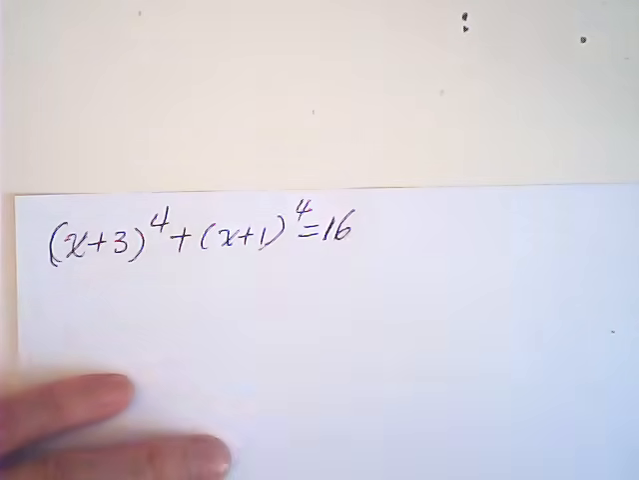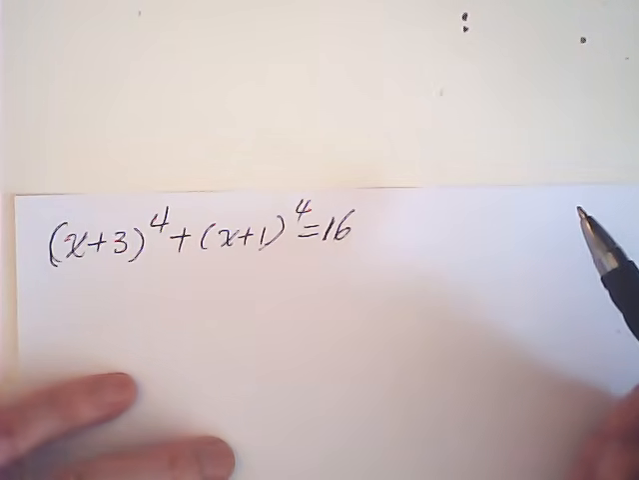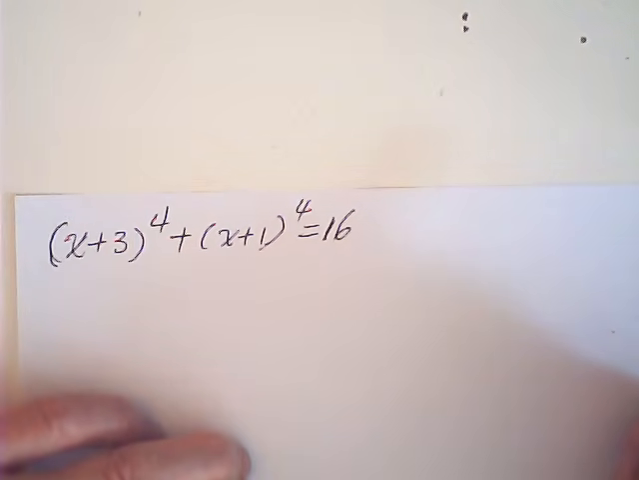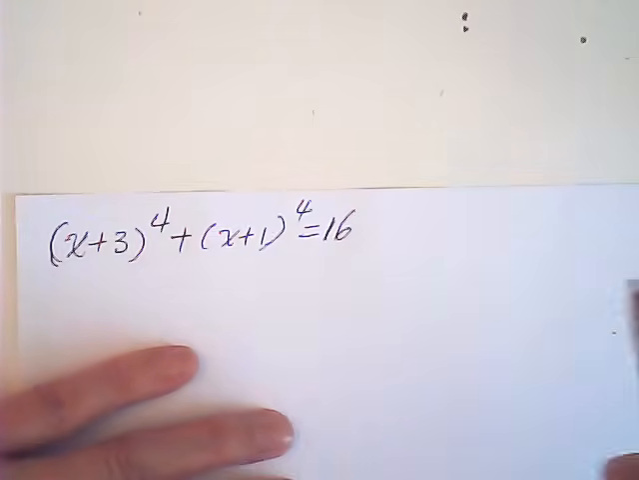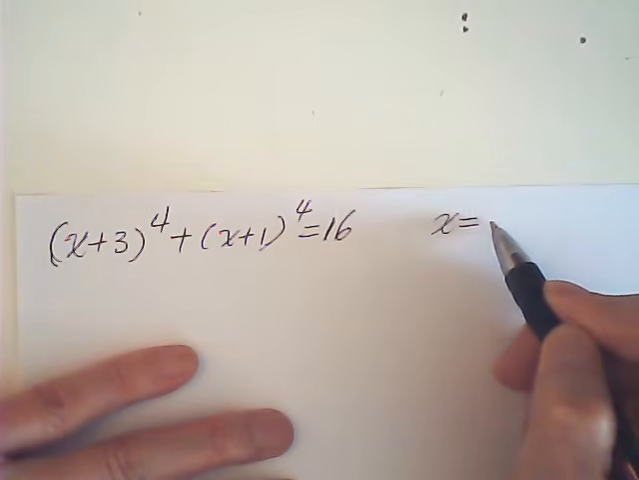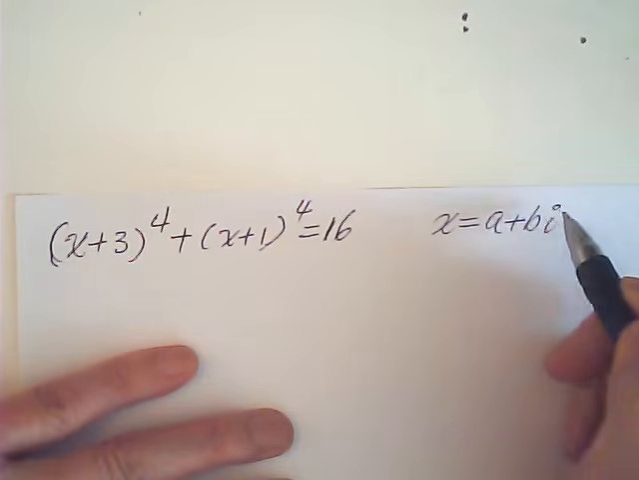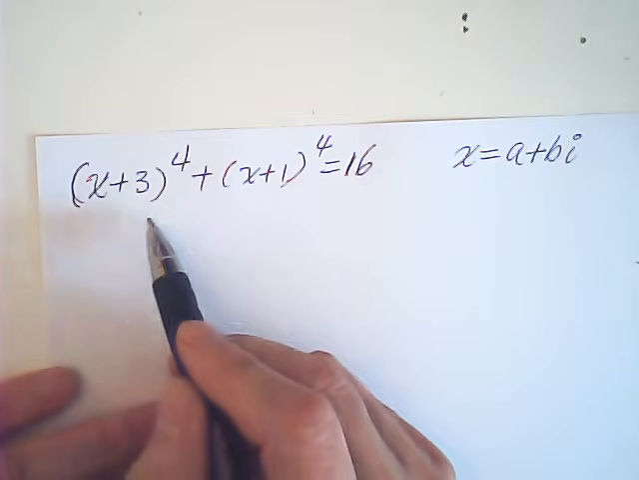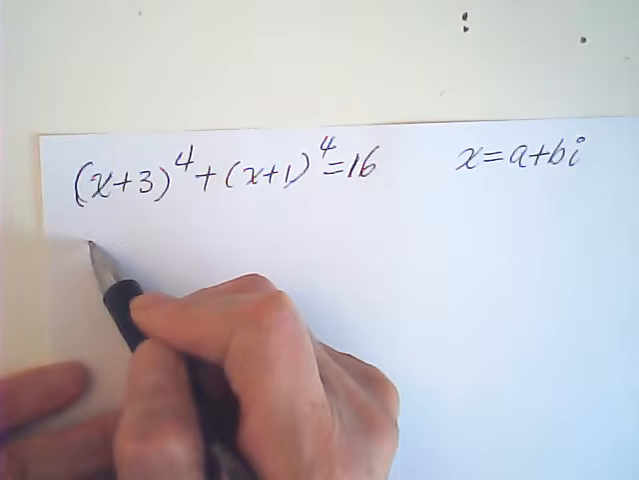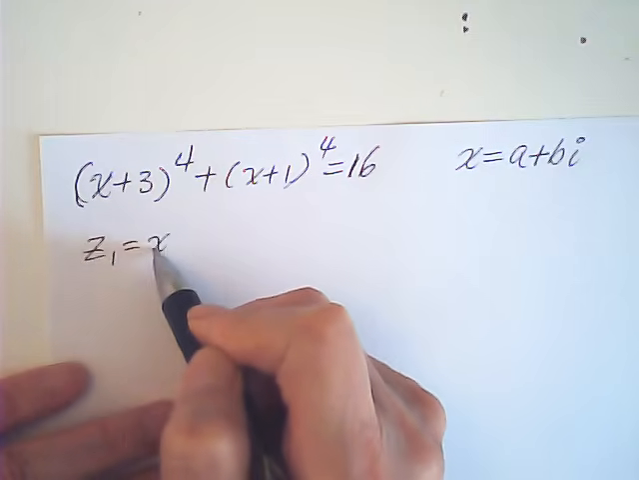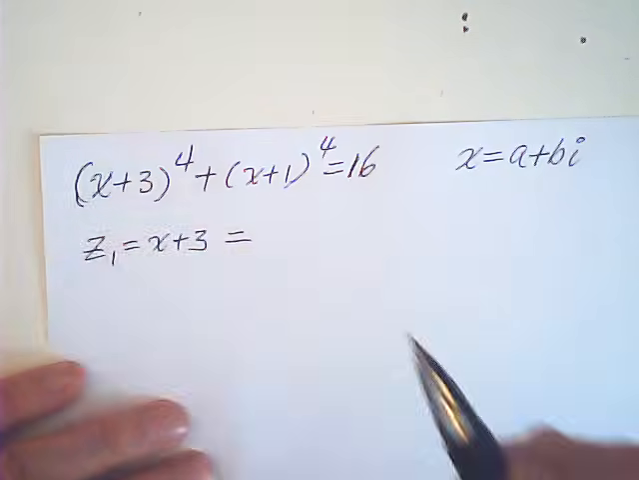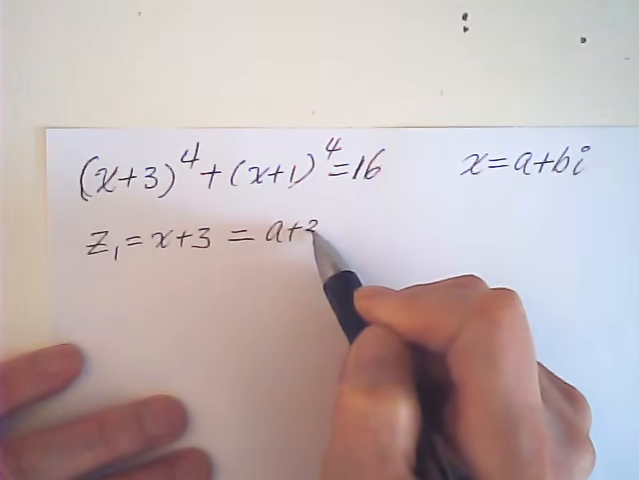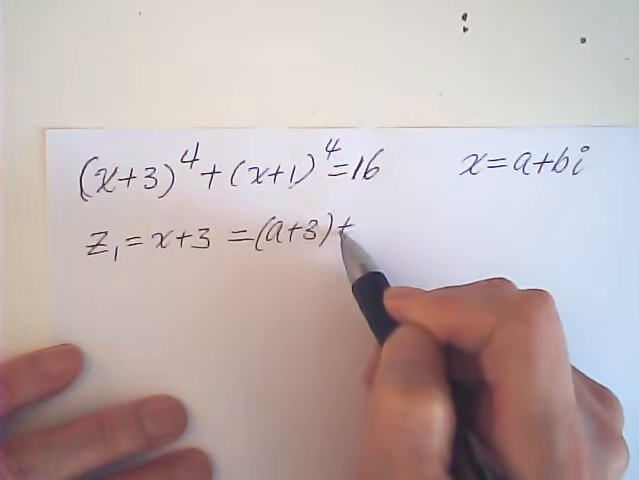Let me solve this equation by an unusual method. I think that my way is very good. I will share with you. Now, I know that x must be a complex number, which is a plus bi. Then I consider this as z1. So z1 is x plus 3, which is equal to a plus 3, right, plus bi.